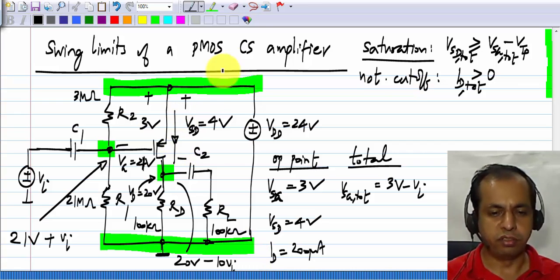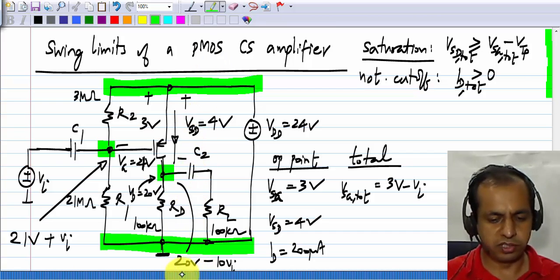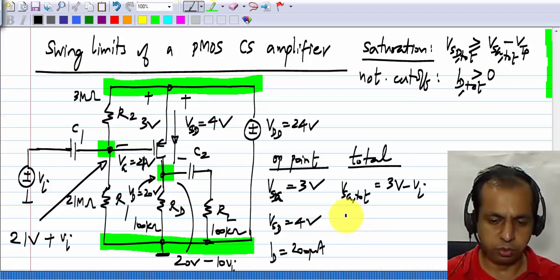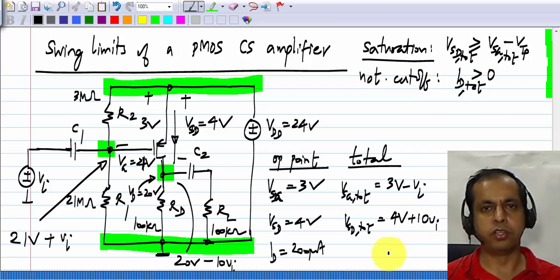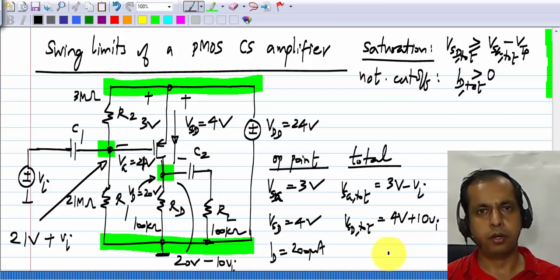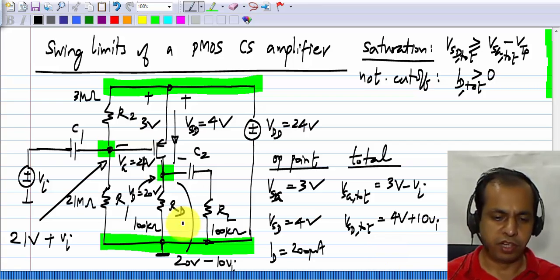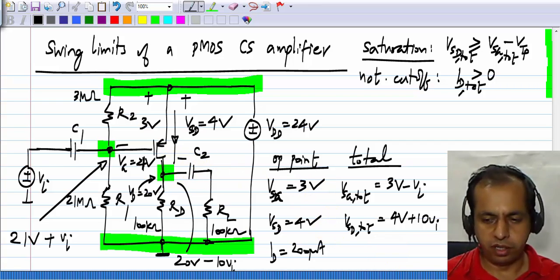So VSD, you can see, is 24 volts minus this whole quantity. So VSD total is 4 volts plus 10 times Vi. Again, you see a reversal of sign. Okay. And finally, what is the incremental drain current?